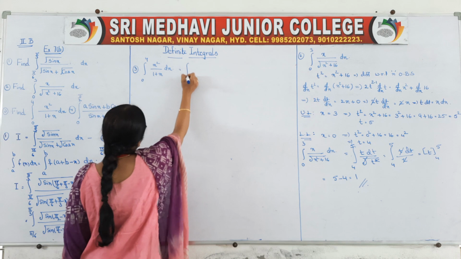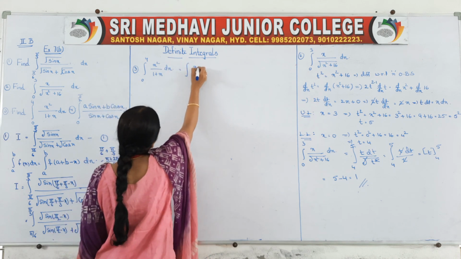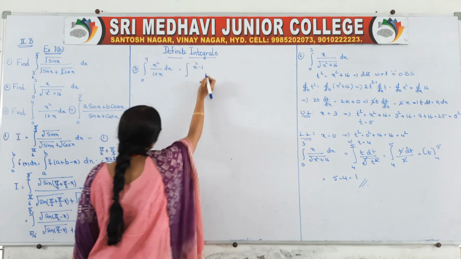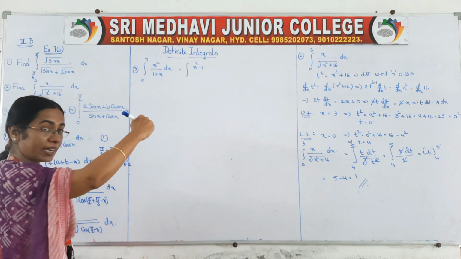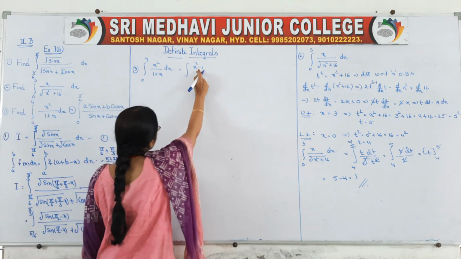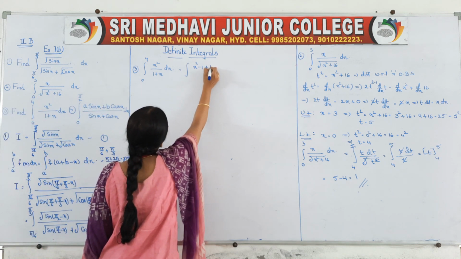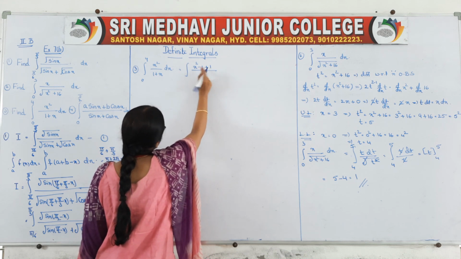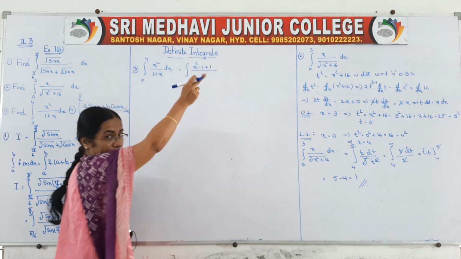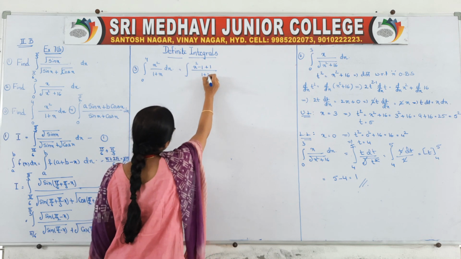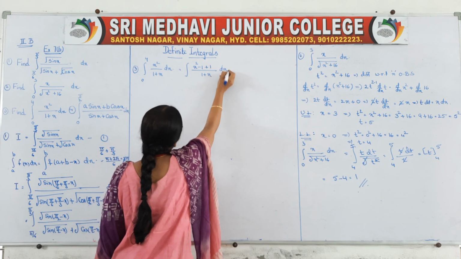So just adding and deducting. So here first we will deduct. Why we have to do like this? In the next step you will know it. So first I am deducting, then adding 1, deducting 1 and adding 1. Okay, the whole divided by 1 plus x into dx.